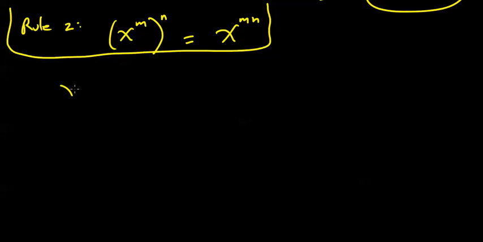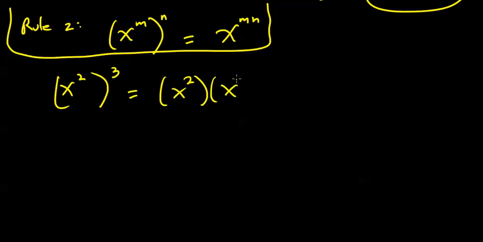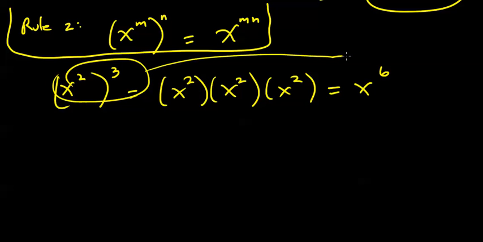If I've got x squared cubed, again, I'm not going to always be so formal. That's x squared times x squared times x squared. And if I multiply x squared times itself 3 times, I end up with x to the 2 plus 2 plus 2, which is x to the 6th power. And I could have taken the shortcut just by multiplying those exponents. That's what Rule 2 is all about.